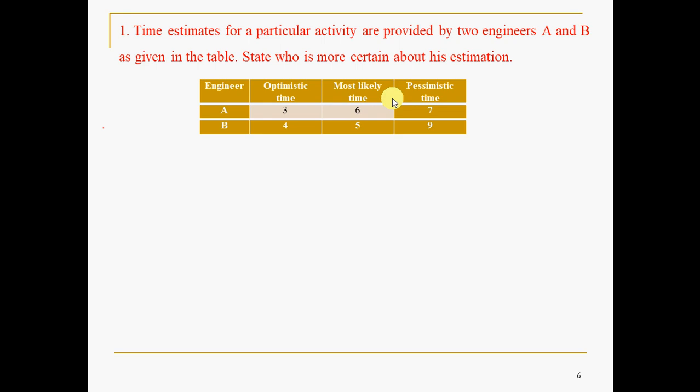In the same way, let us find the variance of engineer A. I mean, it's not the engineer A's variance, it is the variance of engineer A's time estimate. And in the same way, let us find the variance of engineer B's time estimate. Whichever is less, I mean the variance is less, means consistency or certainty is more. So let us see the variance of engineer A. You are given TO and TP.